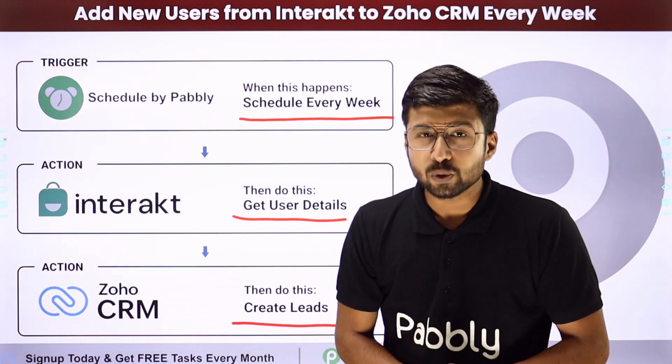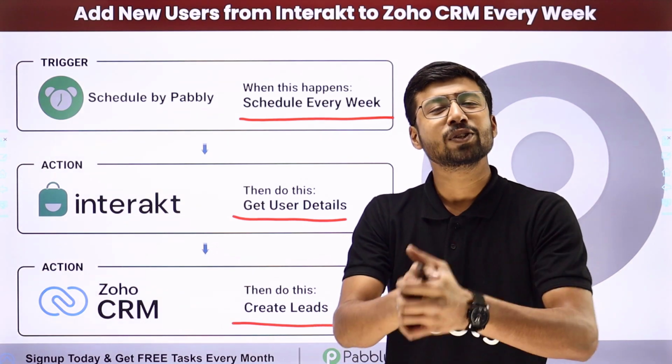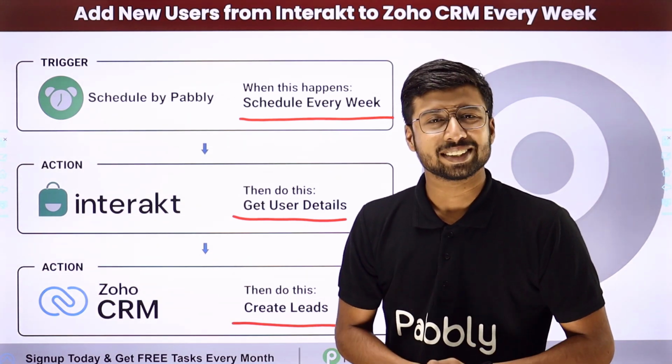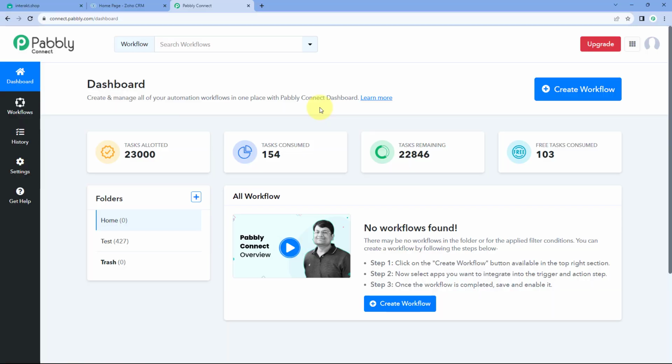Now, if you want to know how you can set up this automation, you just have to come with me to my screen. So as you can see, here we are on Pabbly Connect's dashboard. Now to reach this dashboard, you will get a free sign-up link of Pabbly Connect in the description box below. By clicking on that link, you can create your free Pabbly Connect account in just 2 minutes.